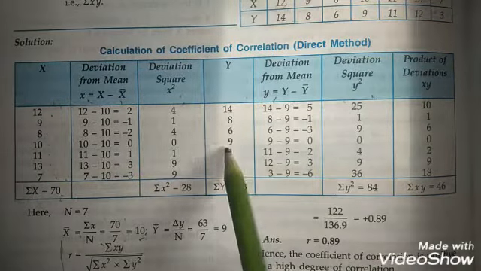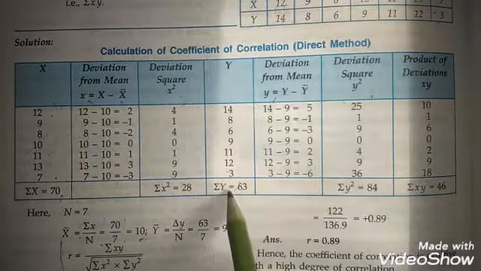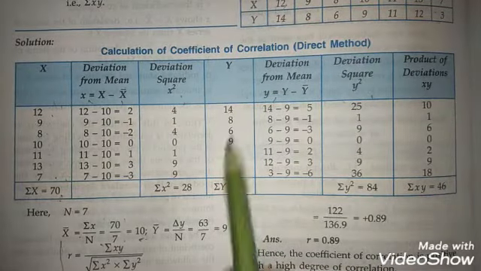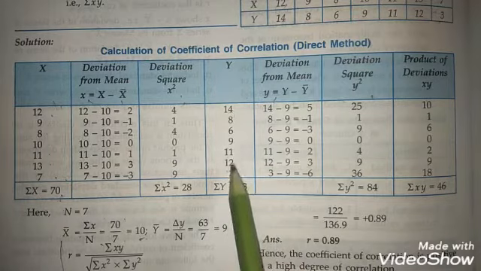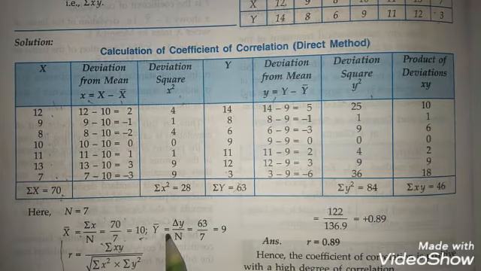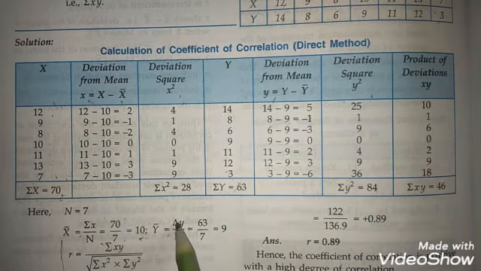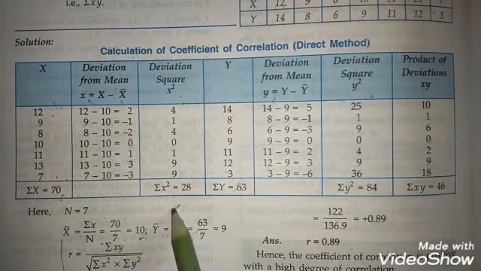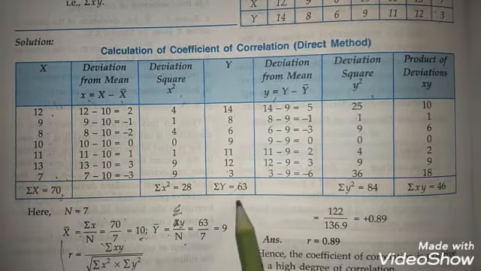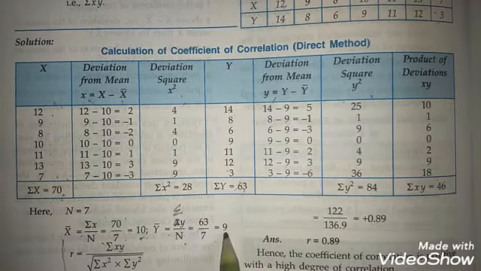We are going to total the values of the Y series. We get summation Y is equal to 63, and 1, 2, 3, 4, 5, 6, 7 is the N. So Y bar is equal to summation Y. Now this is a wrong sign that they have shown over here. This should not be delta Y, but this should be summation Y. Summation Y upon N, which is 63 upon 7, is equal to 9.